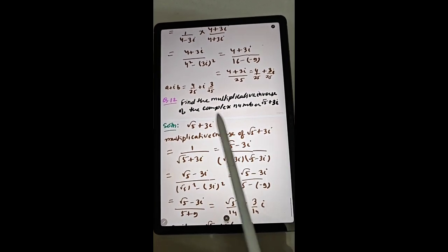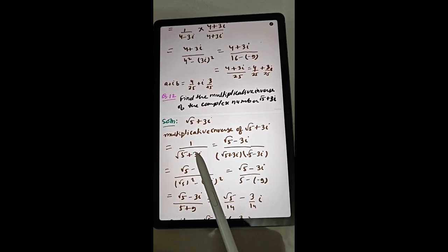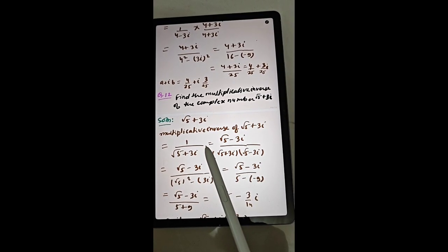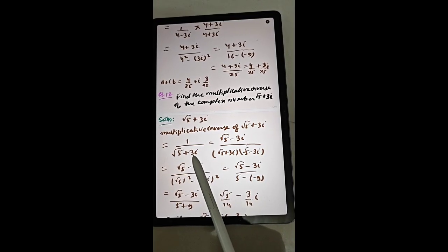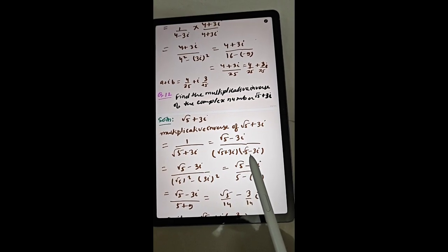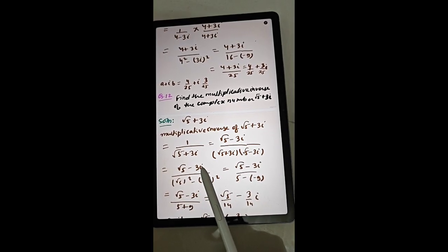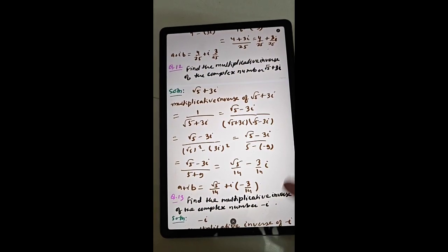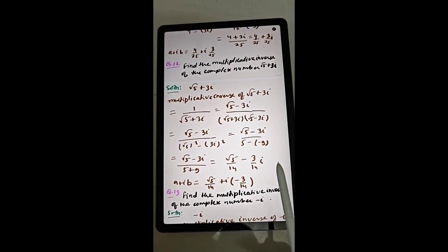Again find the multiplicative inverse. So again 1 upon root 5 plus 3 iota. We will make the denominator a real number. So we will multiply by its conjugate in the numerator and denominator. So conjugate is just the opposite of the given sign. The sign before iota will be changed. So root 5 plus 3 iota you will multiply by root 5 minus 3 iota in the numerator and the denominator. Then simplify. Root 5 minus 3 iota, this will give a square minus b square. So 5 minus 9. So 9 plus 5 is 14. So your expression will be root 5 by 14 minus 3 upon 14 iota.